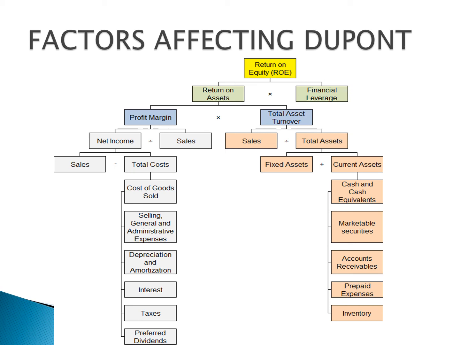If there is any change in these factors, this will directly affect DuPont analysis. For example, if the cost of goods sold or interest rises, this will directly affect the total cost. As the total cost increases, that will result in a decrease in net income. If the net income decreases, the profit margin will also decrease. This will directly affect the DuPont. Any change in these factors will lead to affecting DuPont analysis.